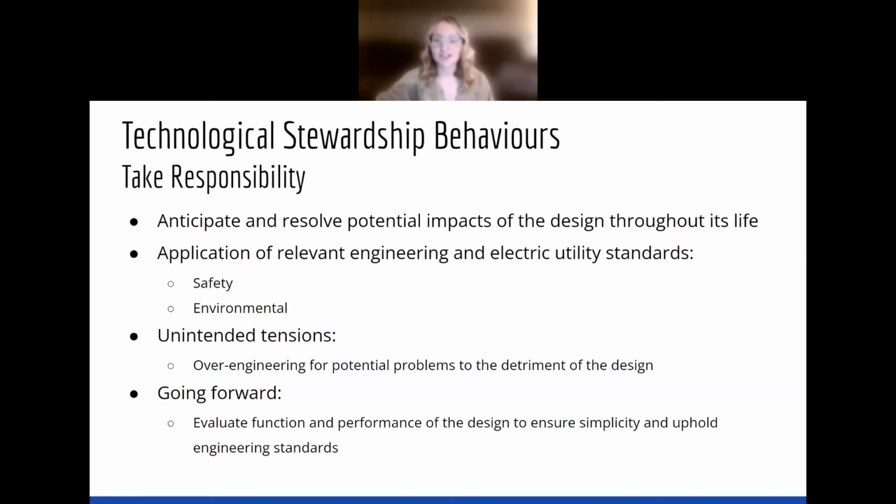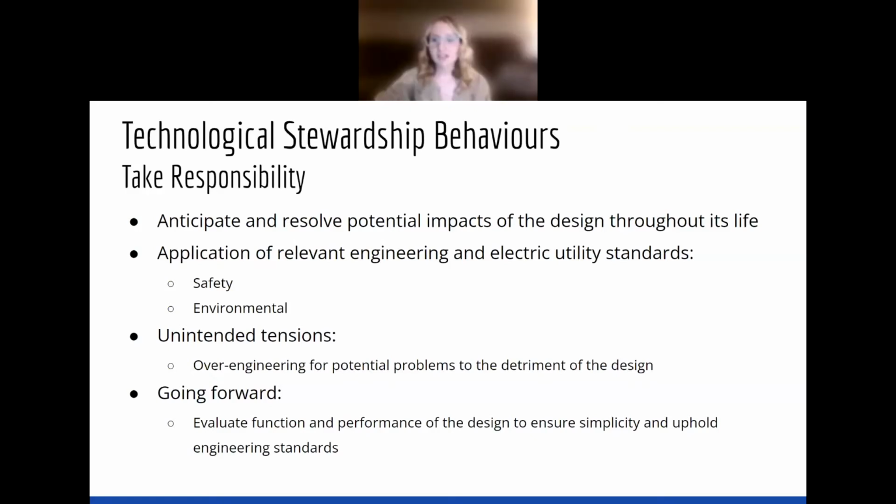As this design is a grid-connected system, it was important to realize any relevant electrical utility standards and engineering practices. Ignoring these standards could result in unintended effects on the grid, causing large-scale effects on the local power system.